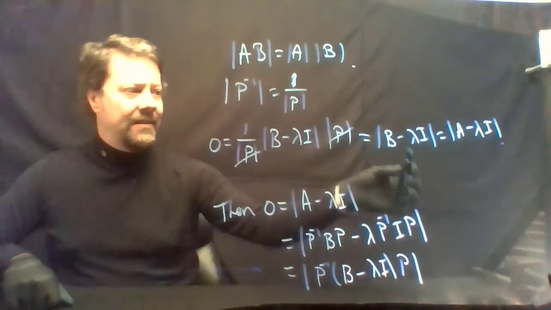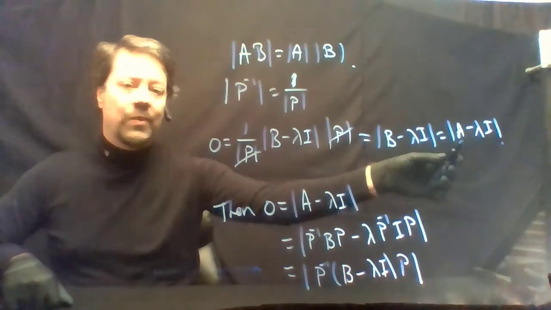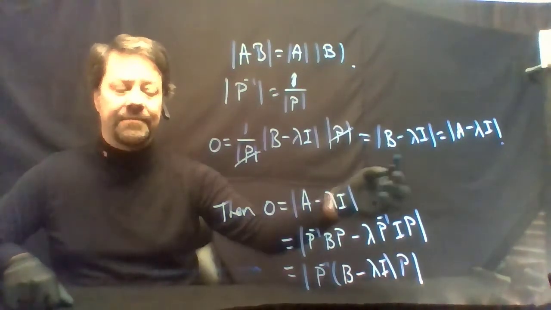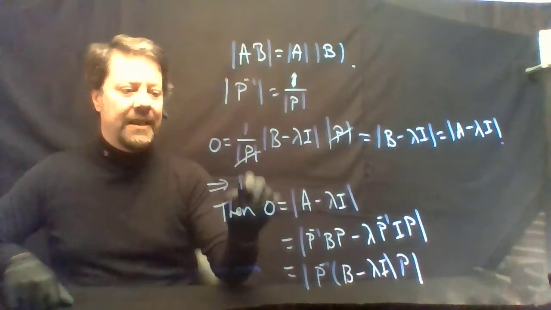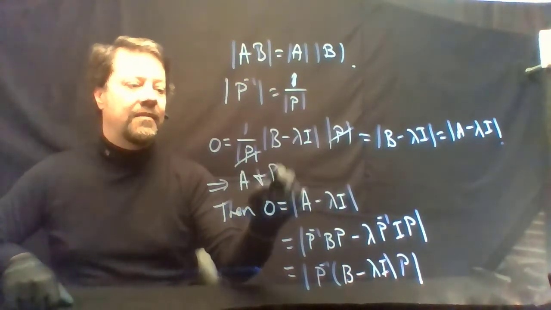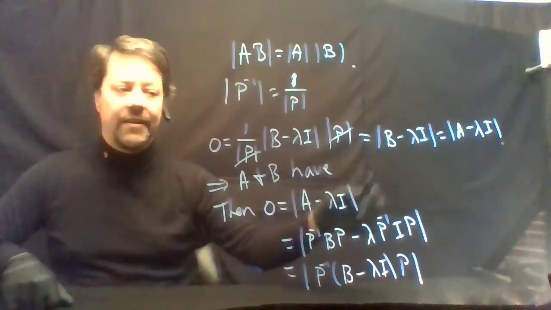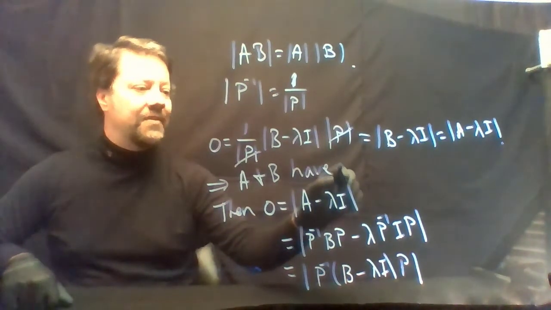That means that the eigenvalues of A will solve the same characteristic equation as the eigenvalues of B. That implies A and B have the same characteristic equation, and therefore the same eigenvalues.